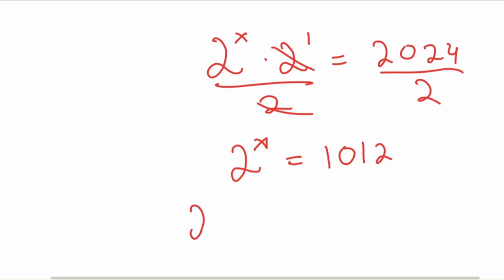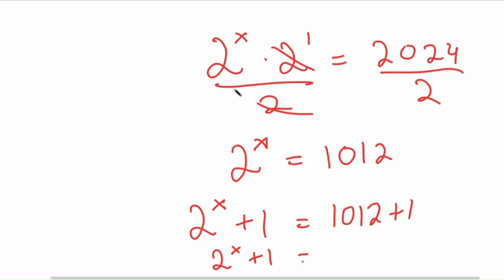Now, I'm going to add 1 on both sides. So I get 2 to the power of x plus 1 is equal to 1013. So this is the value of 2 to the power of x plus 1.